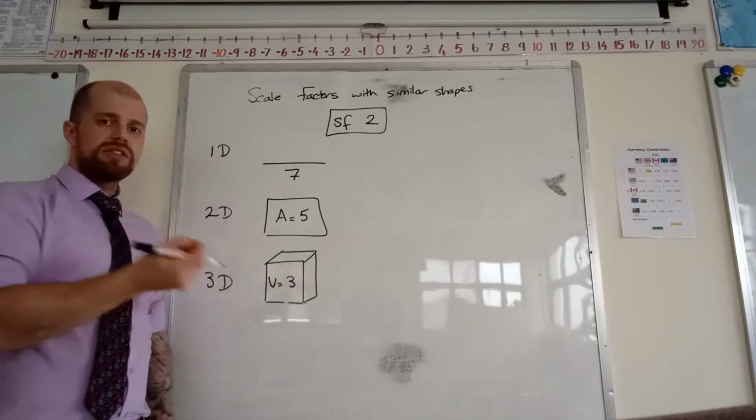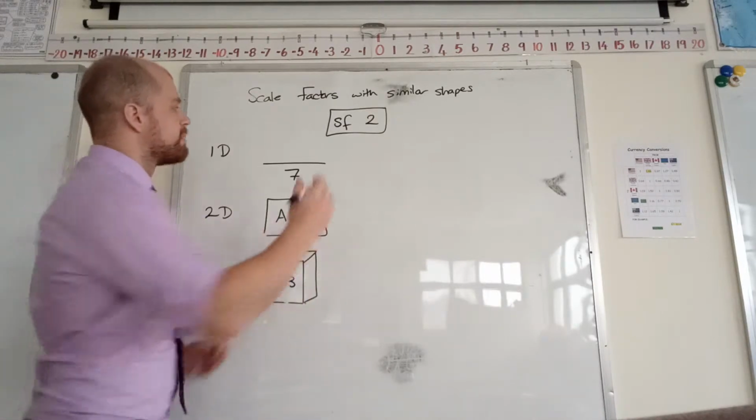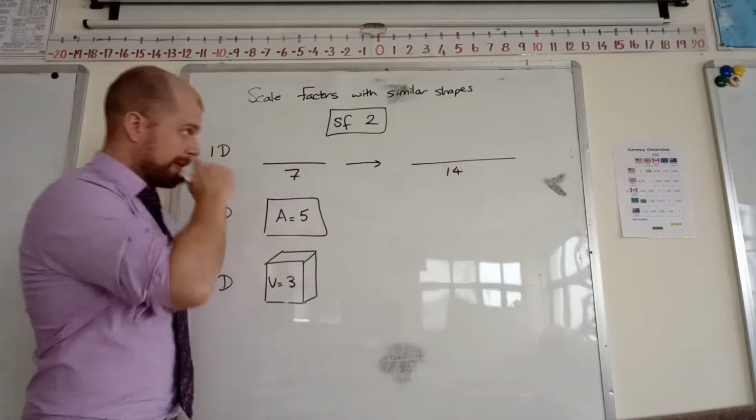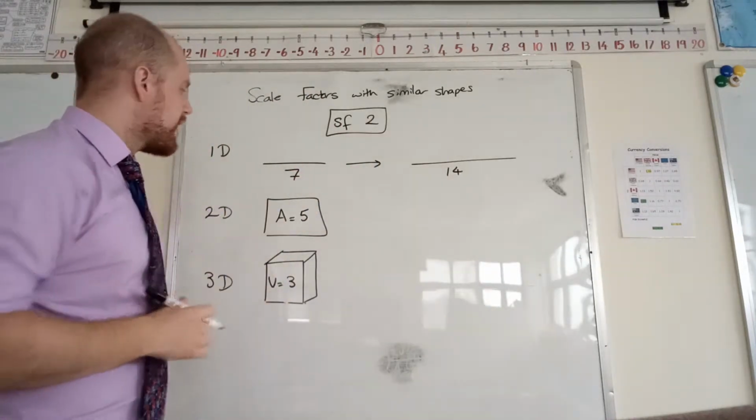Now, in 1 dimension, the length is just doubling, so that's really simple. It becomes twice as long, so it's 14. Obviously, this isn't drawn to scale.